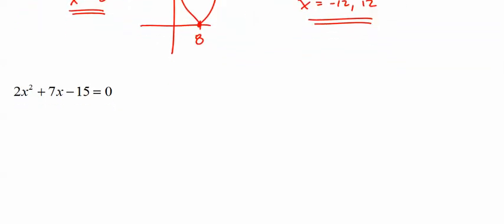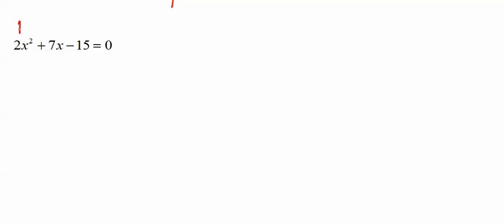Slightly more complicated problem. I will do it my way. I take the 2 and the -15 and say it equals -30. Then I say what multiplies to -30 and adds up to the middle term 7. 10 minus 3 is 7. 10 times -3 is -30.